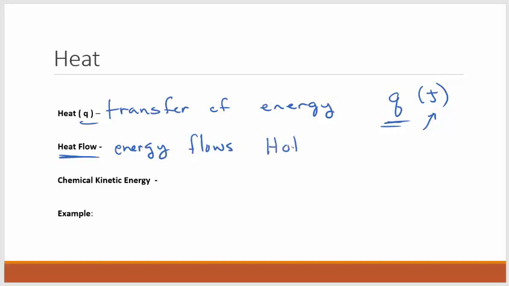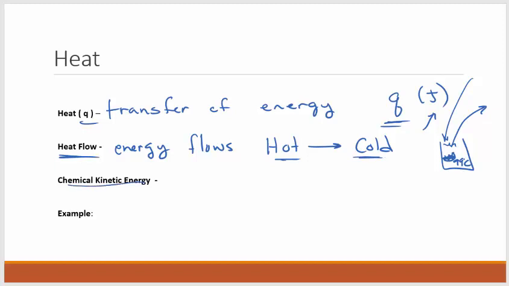Heat flow, then, what we're going to say is energy always flows from hot to cold. In other words, if you put a hot cup of coffee on the table, say it's 99 degrees Celsius, that coffee is going to transfer heat to the air and it's going to cool down. You're never going to transfer to something hotter and heat it up more. It's always from hot to cold. So kinetic, I'm sorry, chemical kinetic energy, that is the motion of molecules.